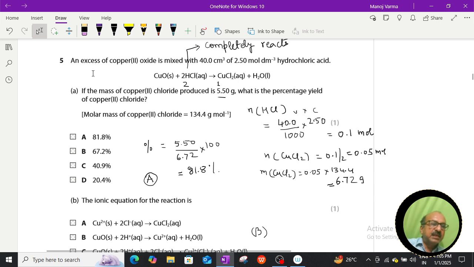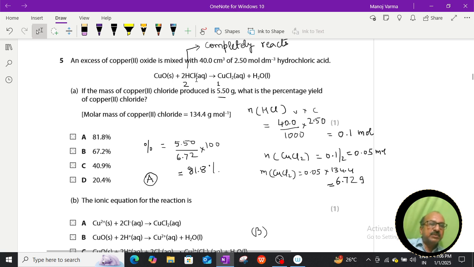Okay, so now we go to the next question. An excess of copper 2 oxide is mixed with 40 centimeter cube of 2.4 mole per dm³ hydrochloric acid. This is the reaction which takes place. If the mass of copper 2 chloride produced is 5.50 gram, what is the percentage yield of copper 2 chloride? So this is a different kind of question. We have to find out the percentage yield. Once again, because the copper 2 oxide is in excess, all of your hydrochloric acid will be able to react.